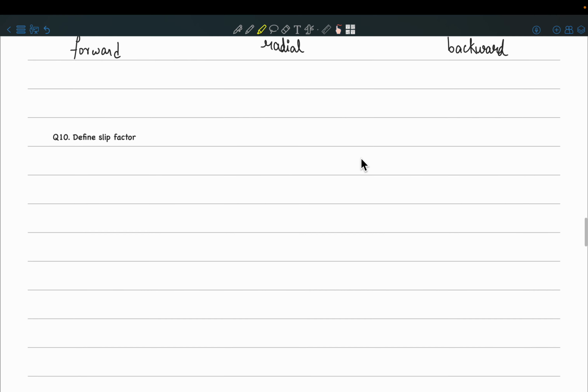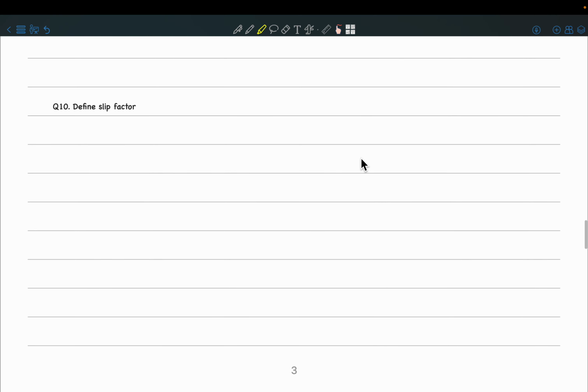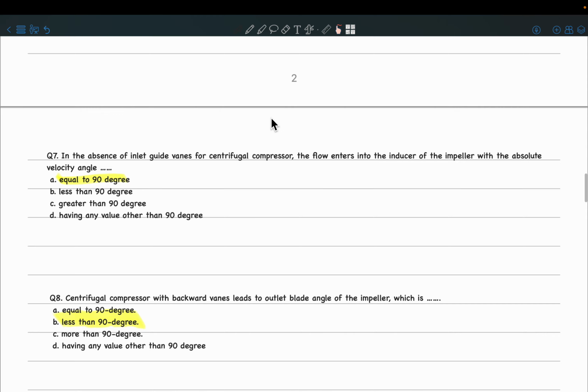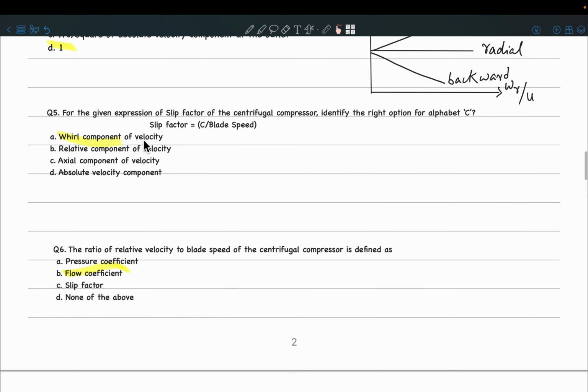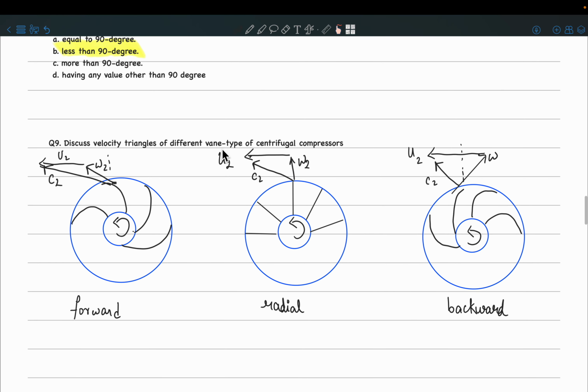Okay, then I have one last question. Define the slip factor. We have done this already, but I just wanted to give you some more information. So the slip factor over here is defined as, if you come back to this question, the whirl component divided by the blade speed.